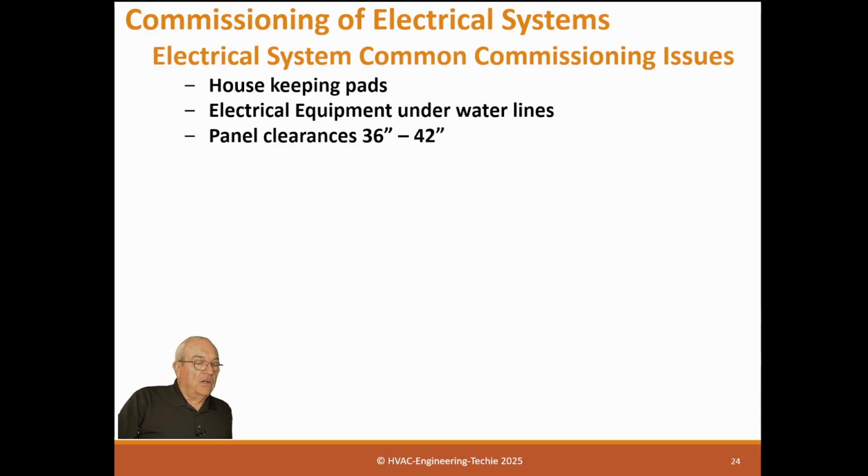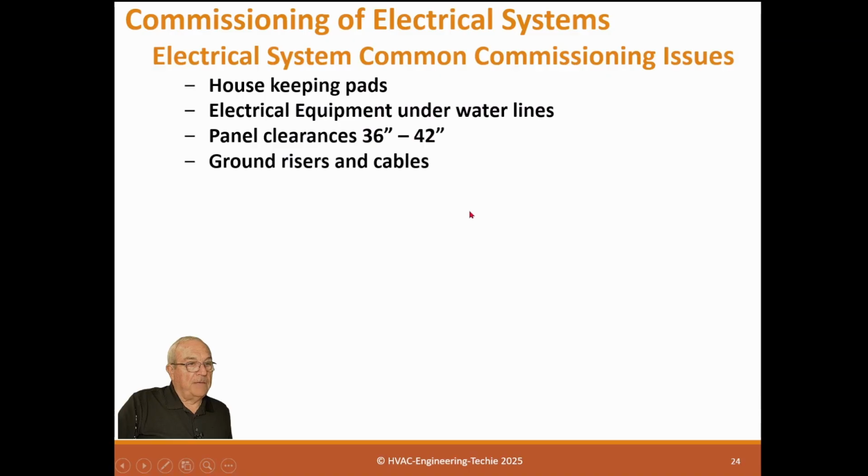AHJs normally pay no attention to this unless it's the main switchgear. Where I've seen main switchgear get into problems is on the corners, where they have one panel on one wall and then on the 90-degree wall they have another panel, and they can't share common space. So basically that's a problem. That panel has to be 36 inches downstream from it.